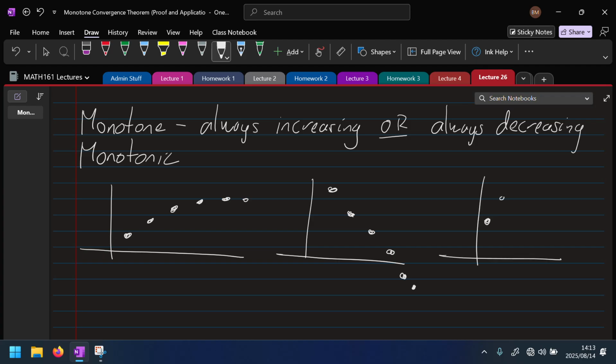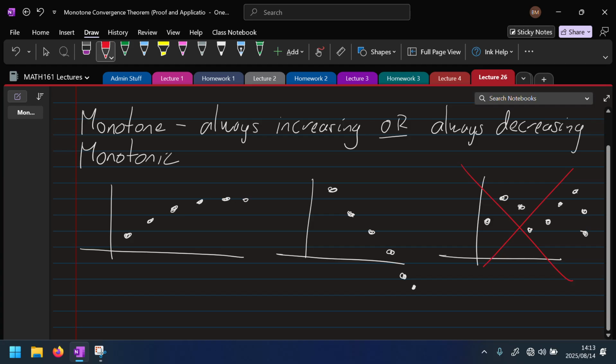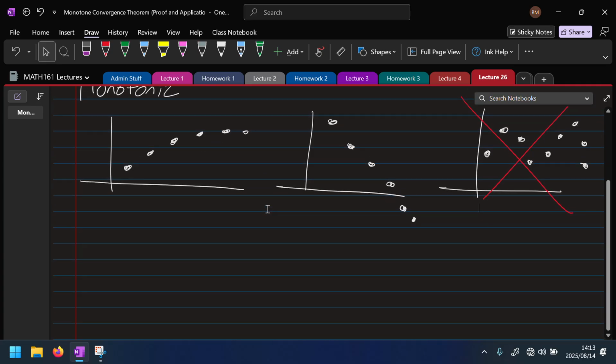And lastly, maybe something like this. This is neither, right? Because it goes up a bit, then down a bit, then up a bit, then down a bit. So it is not monotone. So you can put a big cross through that one. So first one is monotonic, second one's monotonic, third one is neither. Okay, please make sure you can differentiate between the three. Okay, so that's all the background we need. Let's have a look at the theorem.